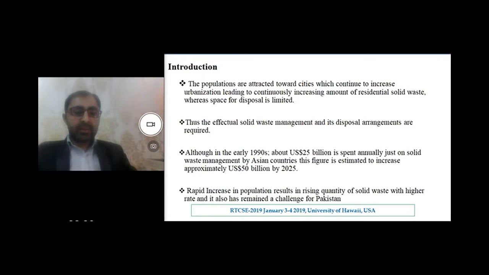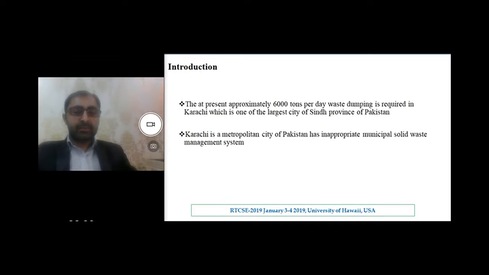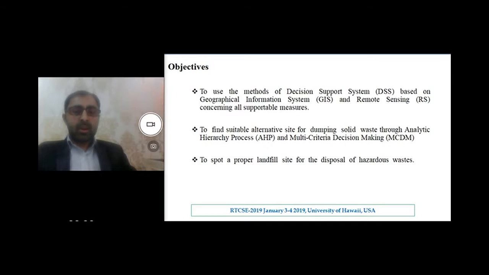Rapid increase in population raises the quantity of solid waste at a higher rate and has remained a challenge for Pakistan. At present, approximately 6,000 tons per day of waste dumping is required in Karachi, which is one of the largest cities of the Sindh province of Pakistan. Karachi is a metropolitan city of Pakistan, and requires an appropriate municipal solid waste management system.